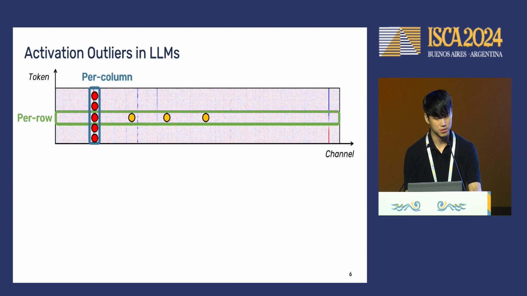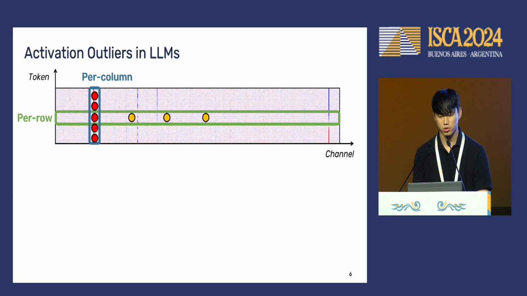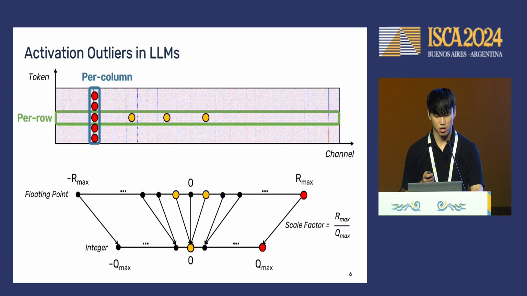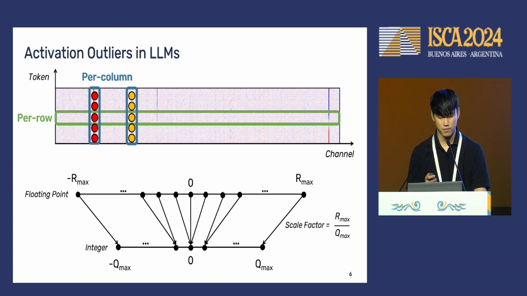We now discuss why we need to consider outliers when using integer data types. Here, the red dot represents outliers, and the yellow dot represents smaller normal values. We can see that per row groups normal values and outliers together, while per column isolates these outliers. When this group of floating point numbers is mapped to an integer for computation, we set a scale factor to scale the maximum value of a group to the maximum value in an integer. In the case of per row quantization, normal values are much smaller than outliers, so the normal values become 0 after quantization. In contrast, per column groups normal values while isolating outliers, so normal values are more accurately represented by mapping to a wider integer range.